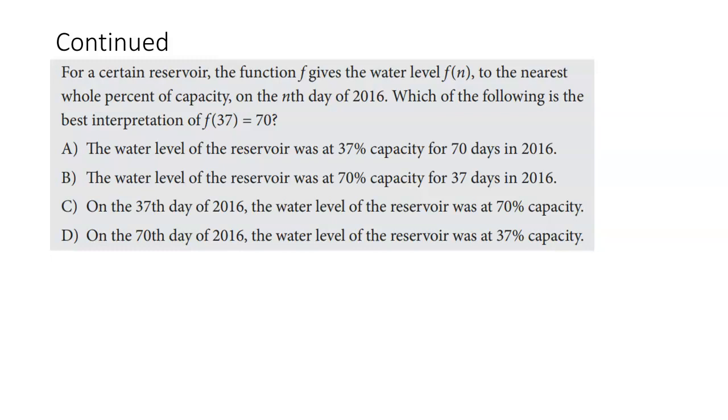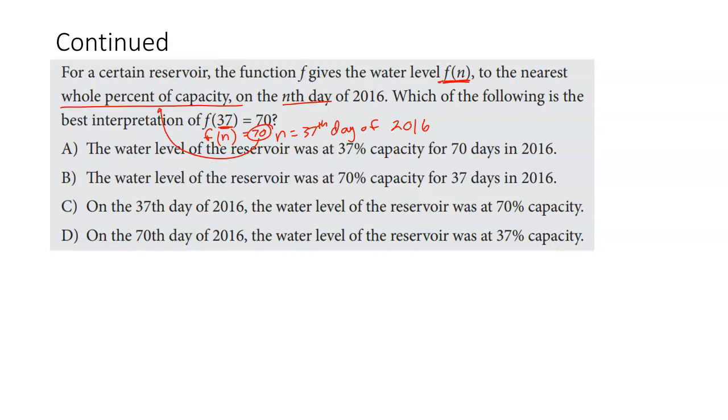Well, we need to figure out what these numbers represent. So when we have f of n, n is 37. N represents the nth day, so the 37th day of 2016. And then our function gives the water level f of n to the nearest whole percent of capacity. So f of n equals 70. So 70 represents that percent of capacity.